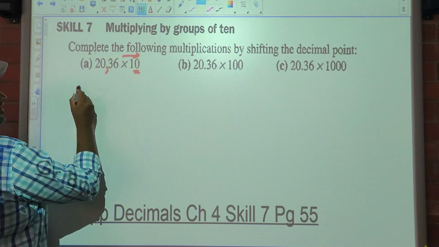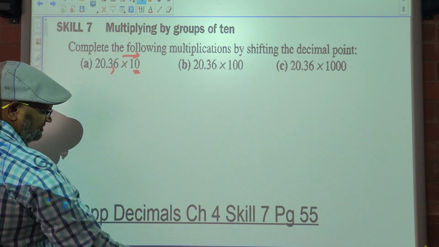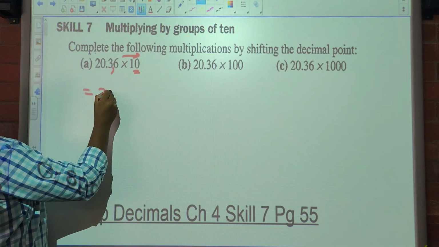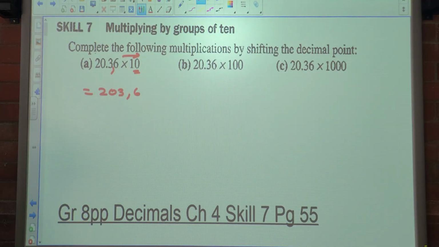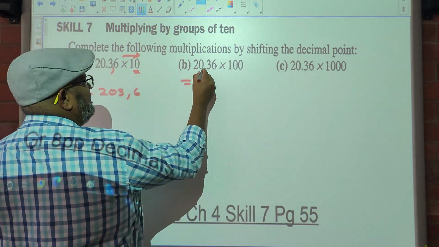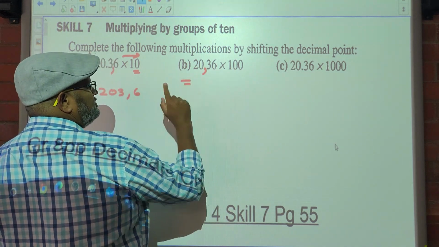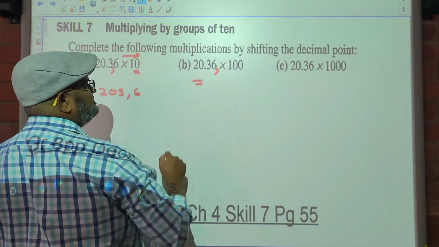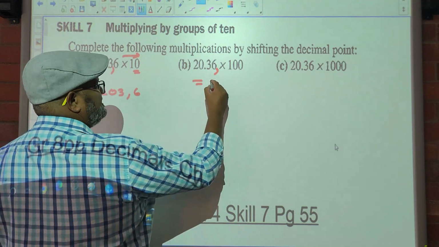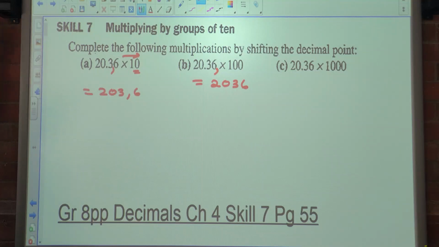So currently the comma is lying there. If I move it 1 unit to the right, it's going to lie there. Not so. In other words, this will be 203 comma 6. This you get B. This comma must move how many units? This is 100, so it's going to move twice. So it's 20 comma 36 times 100. Then move it 1, 2. In other words, this is going to be written as 2036. You all agree with that?